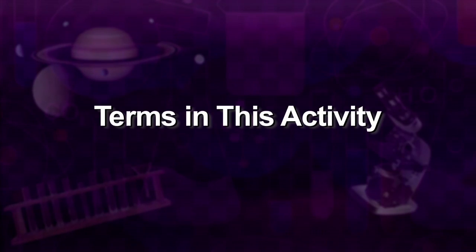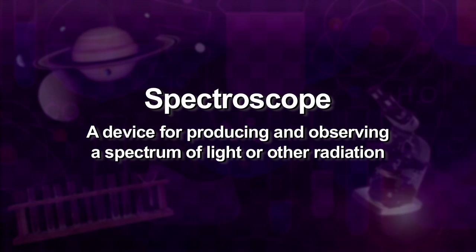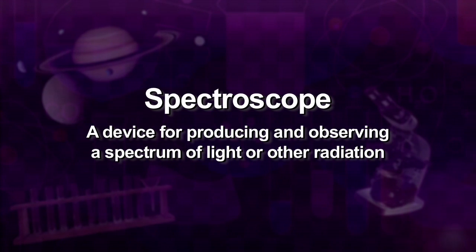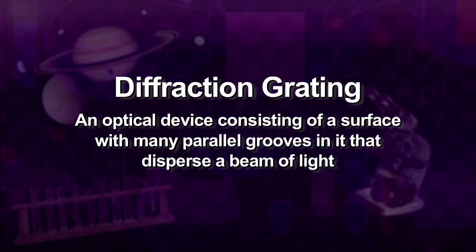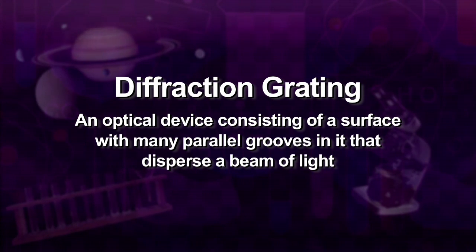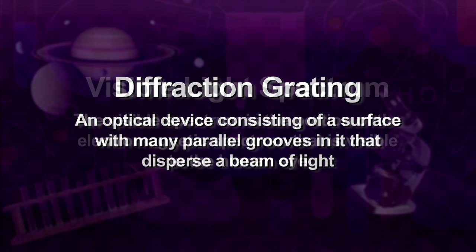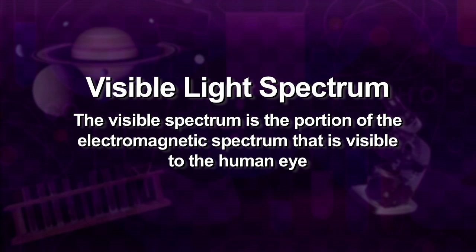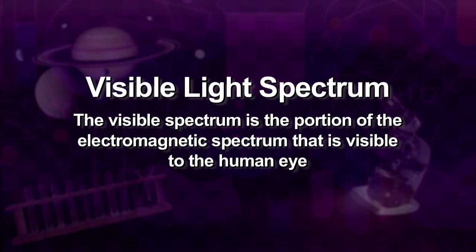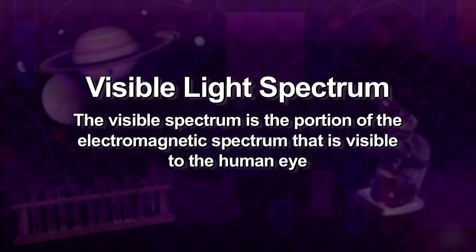Terms in this activity. A spectroscope is a device for producing and observing a spectrum of light or other radiation. Diffraction grating. A diffraction grating is an optical device consisting of a surface with many parallel grooves in it that disperse a beam of light. Visible light spectrum. The visible spectrum is the portion of the electromagnetic spectrum that is visible to the human eye.